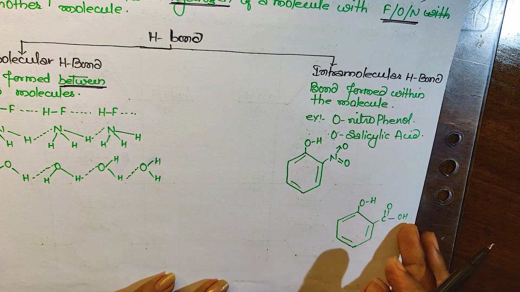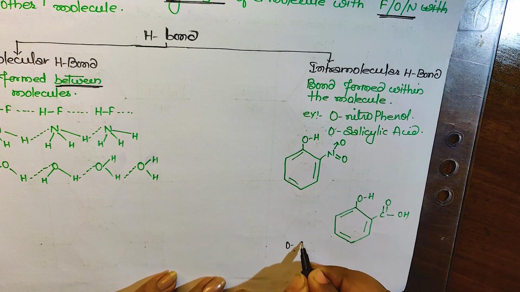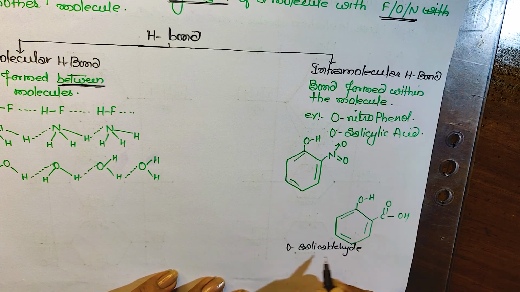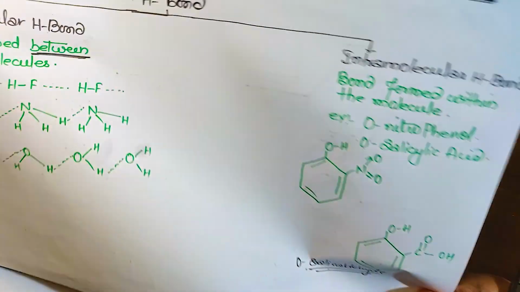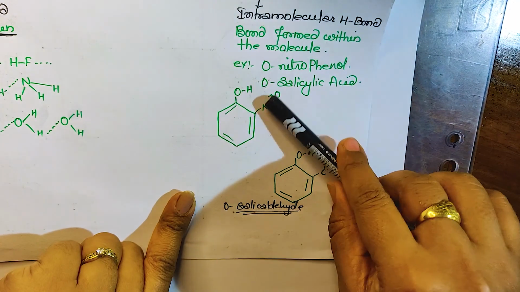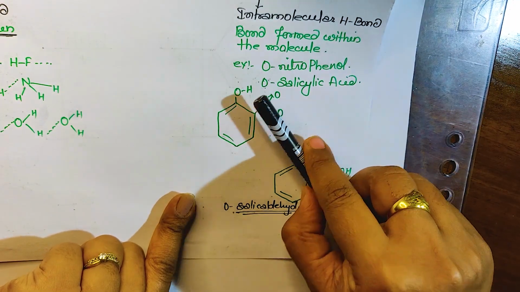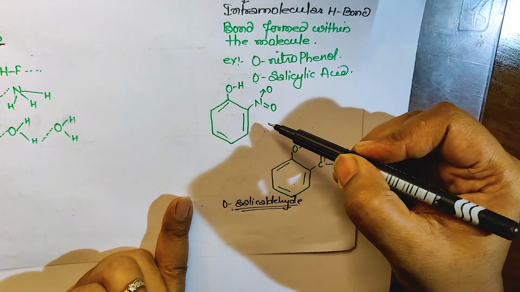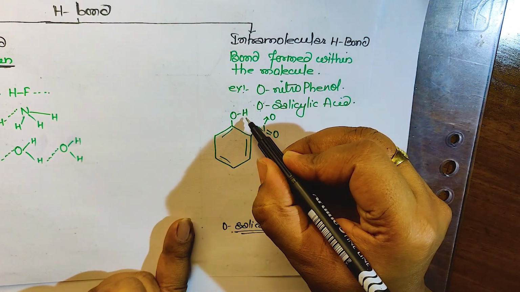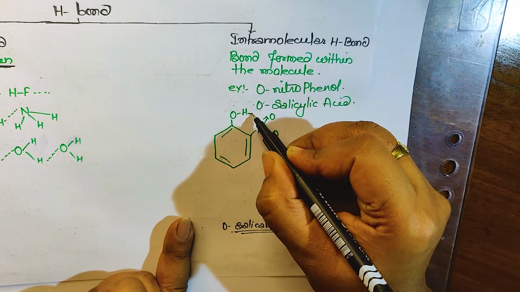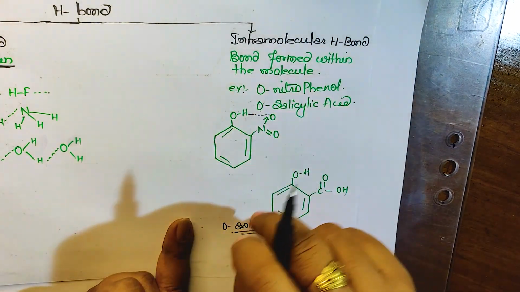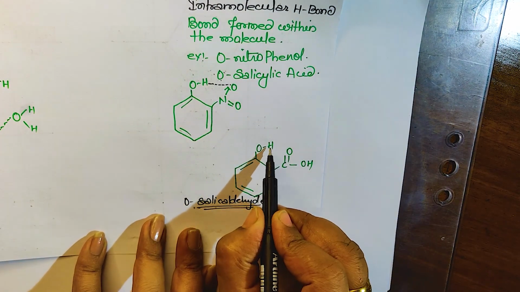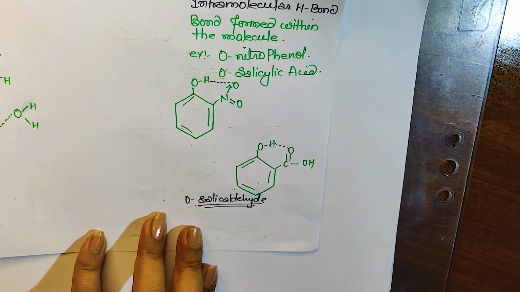Examples: orthonitrophenol, ortho salicylic acid, orthosalicylaldehyde also you can say. This is just to learn. In organic we will know all this. Orthonitrophenol: benzene has an OH group. It is called phenol. The adjacent position is called ortho, so at the ortho position a nitro group is attached. So here the hydrogen and the oxygen of this are hydrogen bonded in the same molecule. Got it? So this is intramolecular hydrogen bonding. In this also you can say hydrogen and oxygen, isn't it?